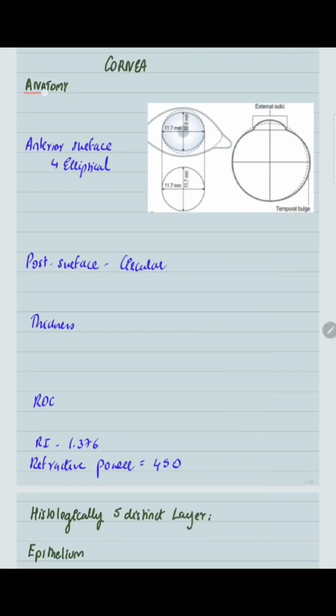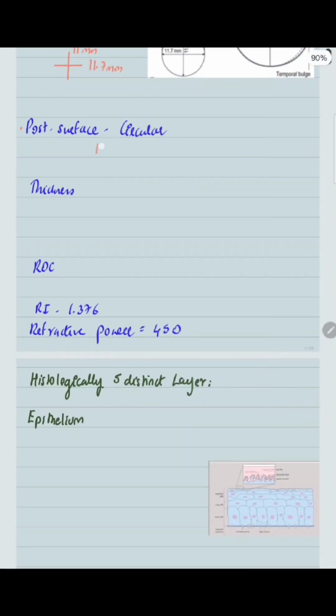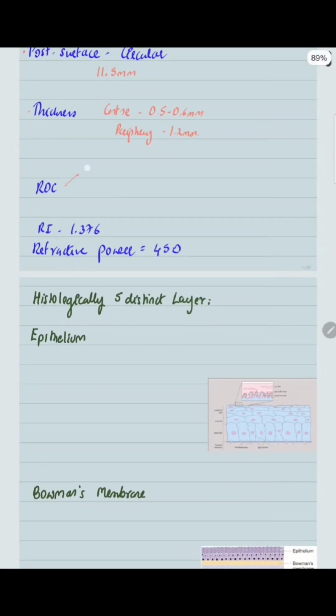Cornea. Coming to anatomy. The anterior surface of the cornea is elliptical, with a horizontal diameter of approximately 11.7 mm and an average vertical diameter of 11 mm. The posterior surface is circular, with an average diameter of 11.5 mm. Thickness of the cornea in the center is 0.5 to 0.6 mm. At the periphery it is thicker, around 1.2 mm.